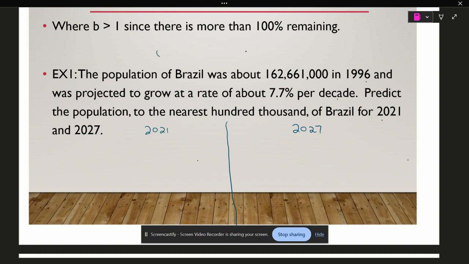We are going to use y is equal to a times b to the x for our formula. It's the exponential formula, regardless of whether we're doing growth or decay. I'm going to reread through some of this so you know where I'm pulling things from. That'll give you a little bit of context clues whenever you're solving. The population of Brazil was about 162,661,000. That's your starting value. That's going to be your A.